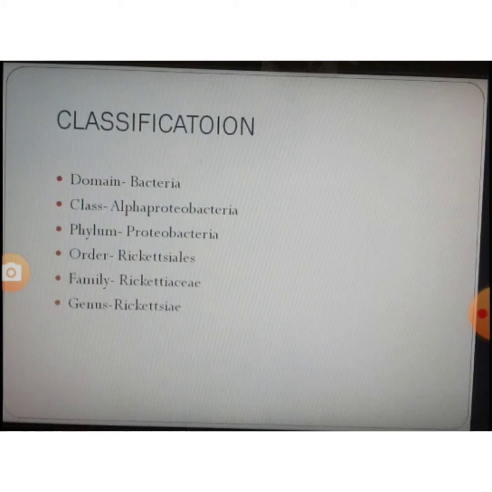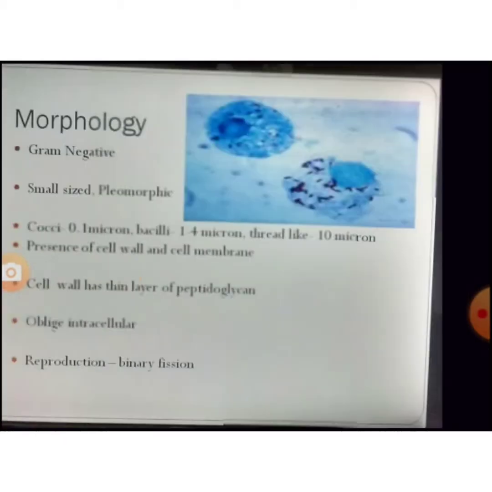It belongs to domain Bacteria, class Alpha Proteobacteria, phylum Proteobacteria, order Rickettsiales, family Rickettsiaceae, and genus Rickettsia.